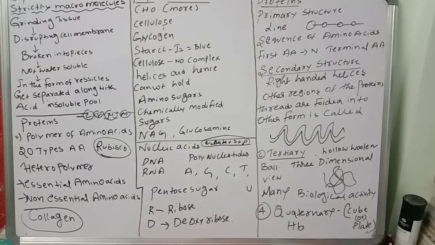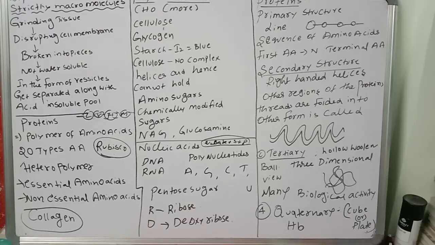Next one, the quaternary structure. What do you call quaternary structure? The quaternary structure is a cube-like or plate-like structure. For example, as you know very well, hemoglobin. Hemoglobin consists of 4 subunits. Two of these are identical to each other; hence, 2 subunits of alpha type and 2 subunits of beta type. Quaternary means, in the name itself, 4 subunits: 2 alpha, 2 beta, like the hemoglobin structure.